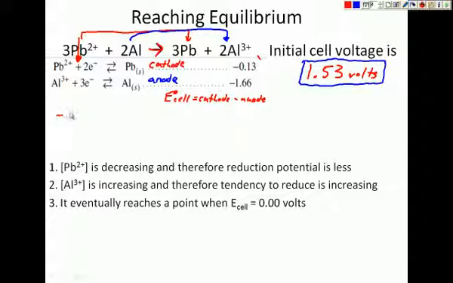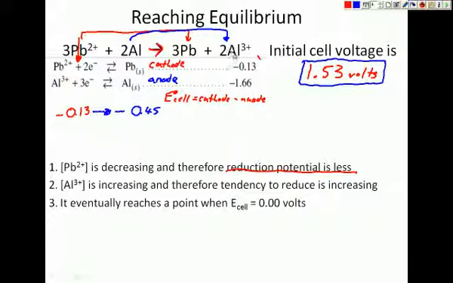So maybe it starts off at 0.13, and then the reduction potential is also decreasing, is also getting a little bit less. So the reduction potential is decreasing, and maybe it turns into something like minus 0.45. I don't know, I'm just making some numbers up here.